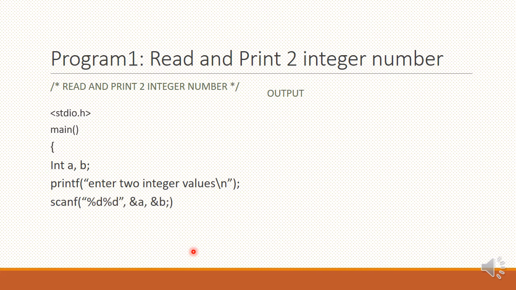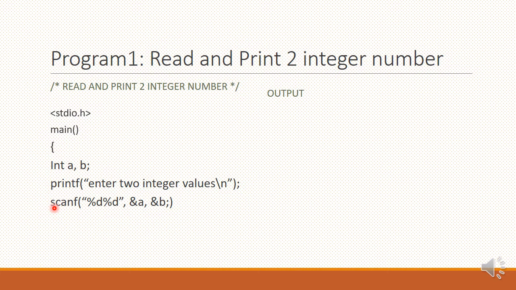And next, you have to read the data. For reading you have to take scanf. How many variables are you reading? Two variables. So you have to write two %d, comma, &a, comma, &b. Two variables you have to take.